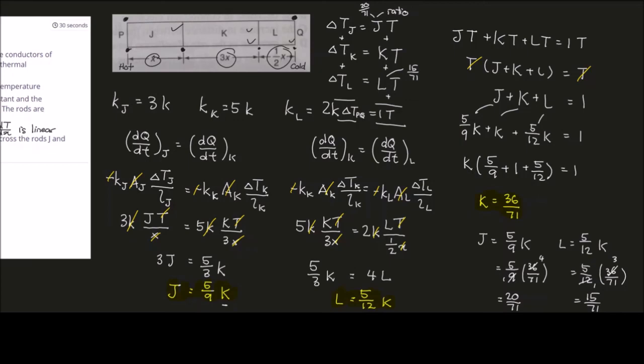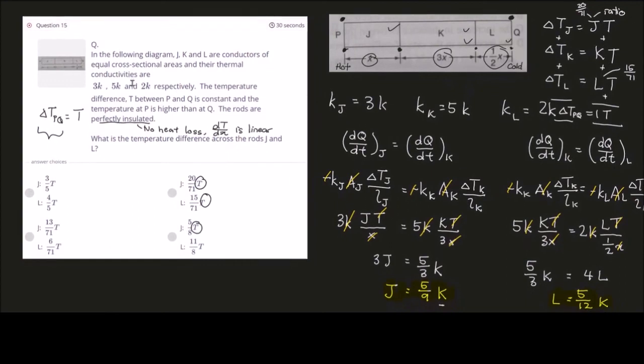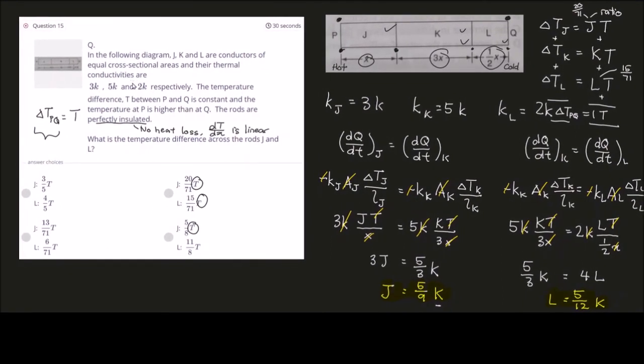Okay, so it's 20, then it's 15. So we look for our answer here. Do we have it? Yes, we have it. Our answer will be this. J is 20 over 71T. L is 15 over 71T. Okay, so that is the answer for question 15.